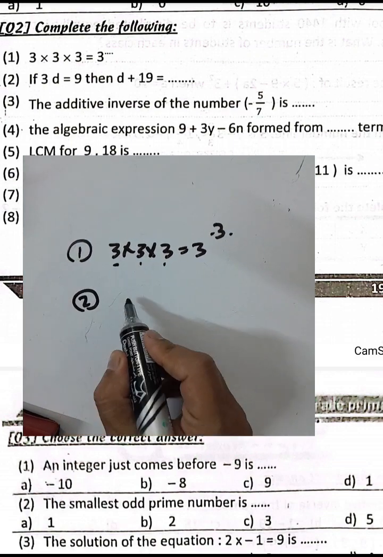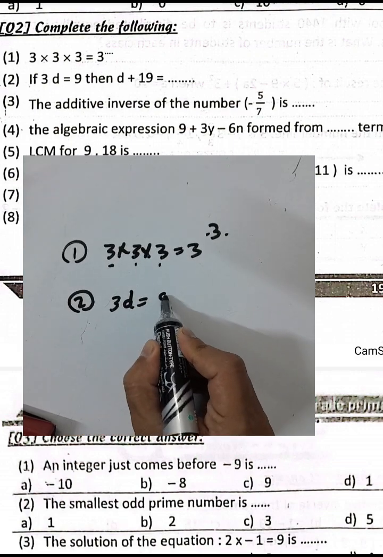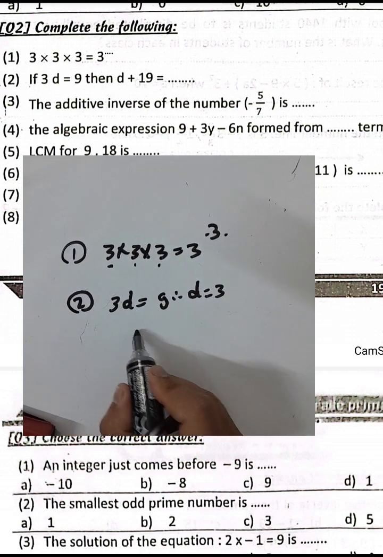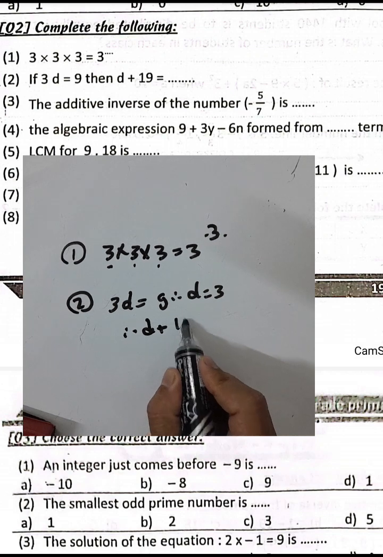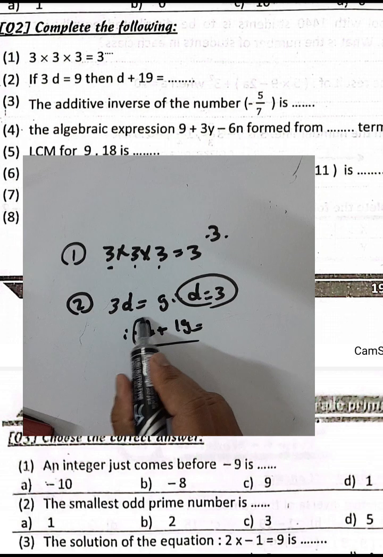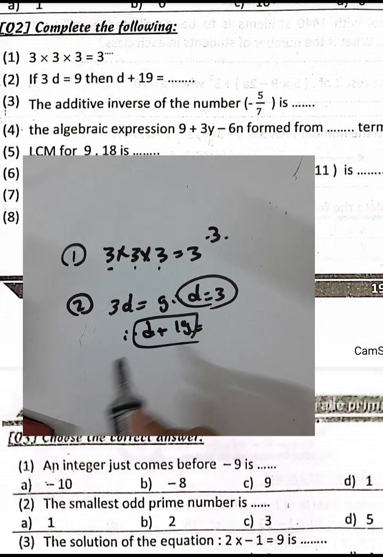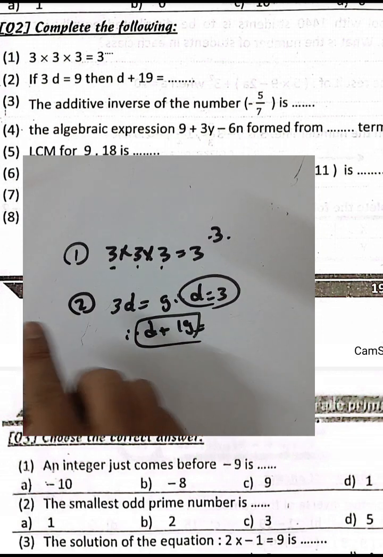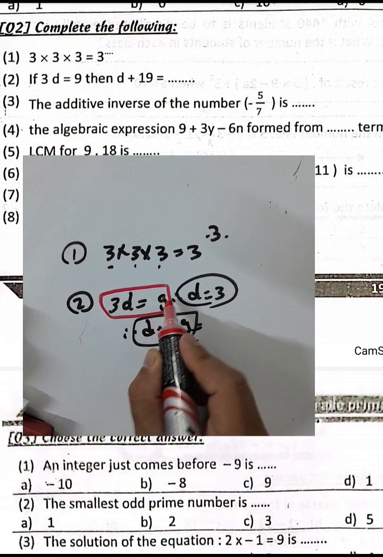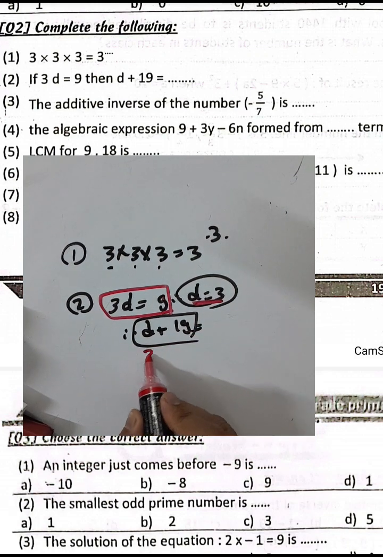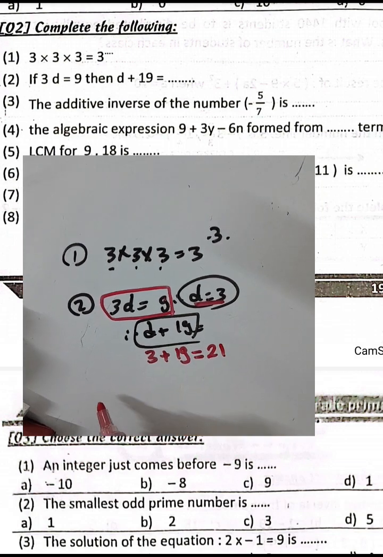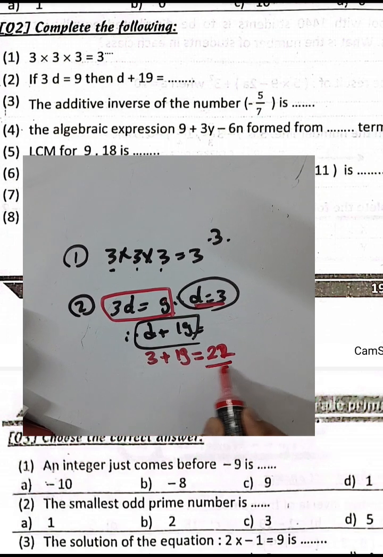Question number 2. If 3D equals 9, then D will be equal to 3. Then he wants to find D plus 19. Who can tell me the result? First step, you must know the value of D. 3D equals 9, 3 multiplied by D equals 9, then D here would be 3. Then D plus 19: 3 plus 19 equals 22. The result will be 22.